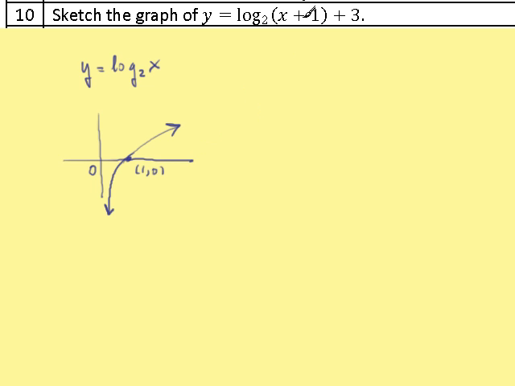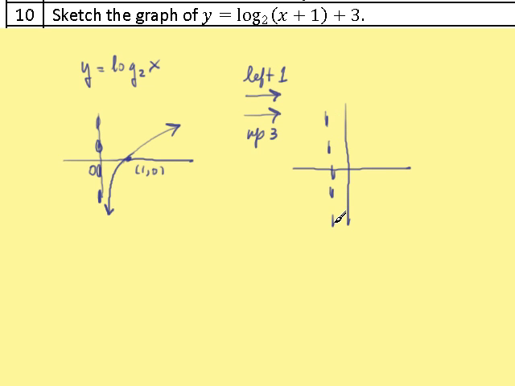All right, so what we're going to do is first, well maybe we'll do it in one shot. We're going to move it left 1 because of the x plus 1, and also up 3 because of the plus 3. So let's redraw. First left 1, so this vertical asymptote is going to minus 1. That's left 1. This point 1, 0 is moving over to 0, 0.